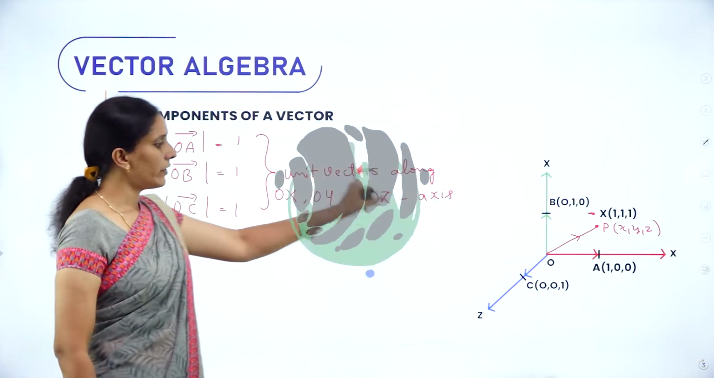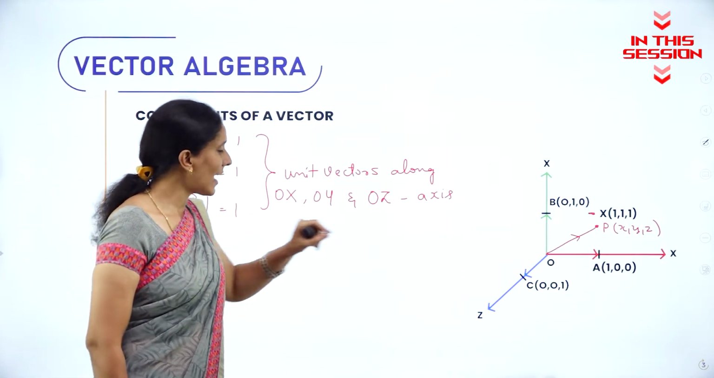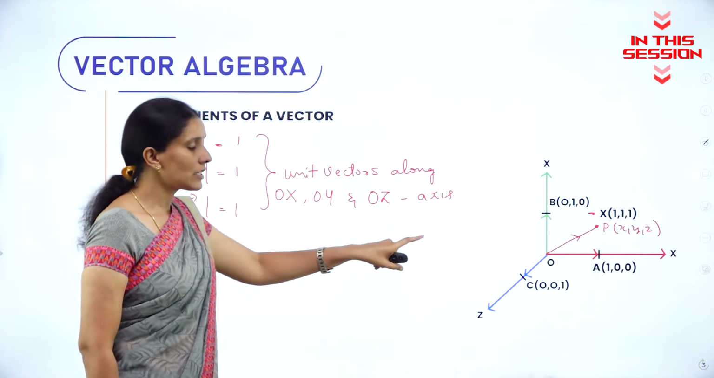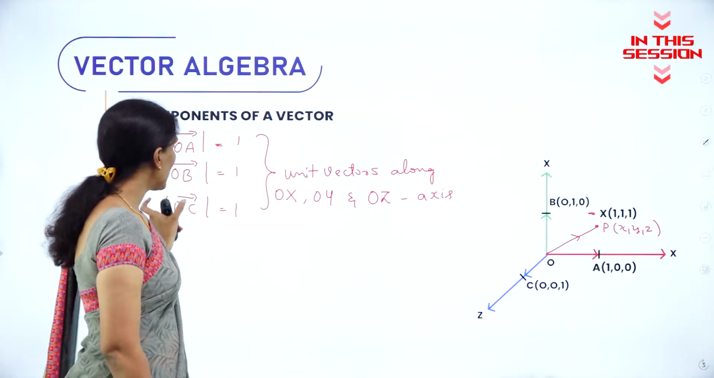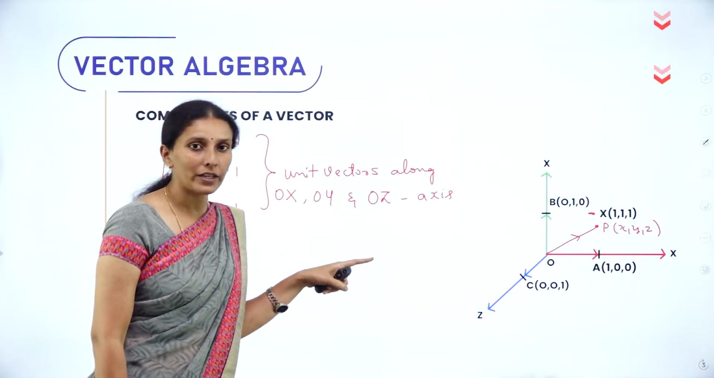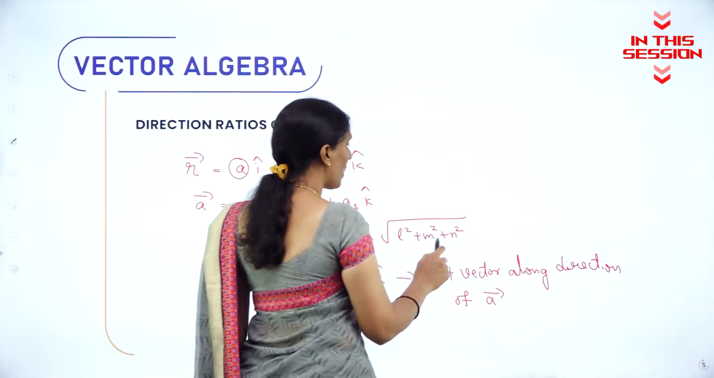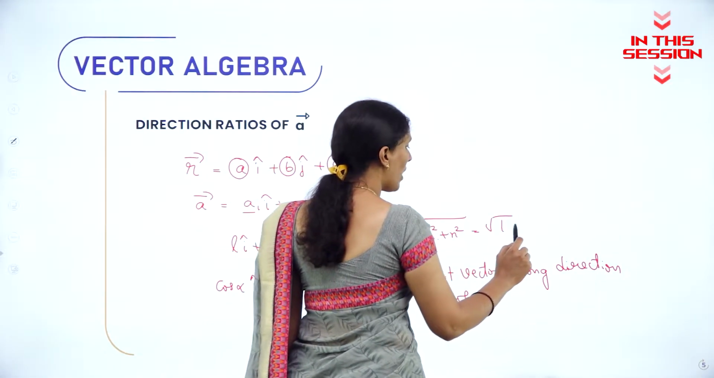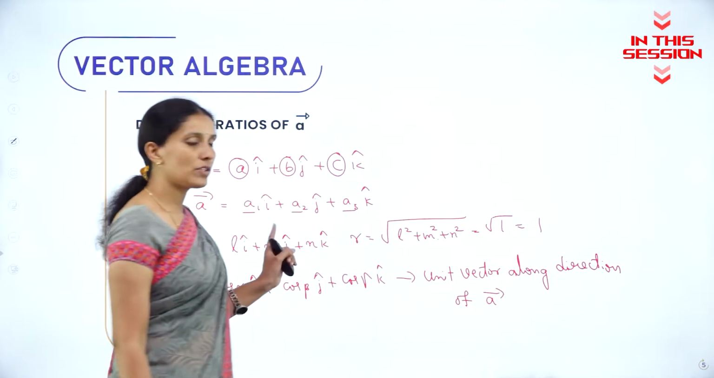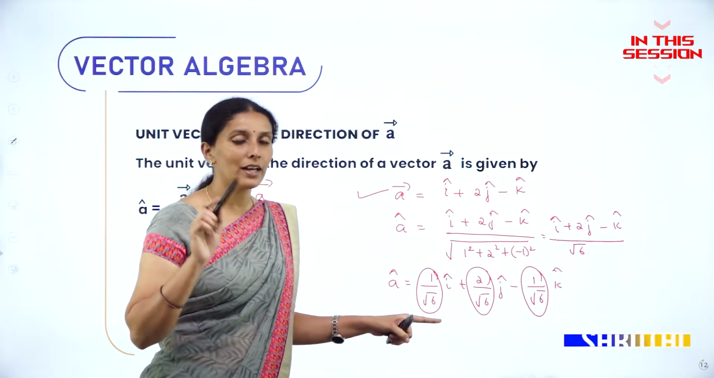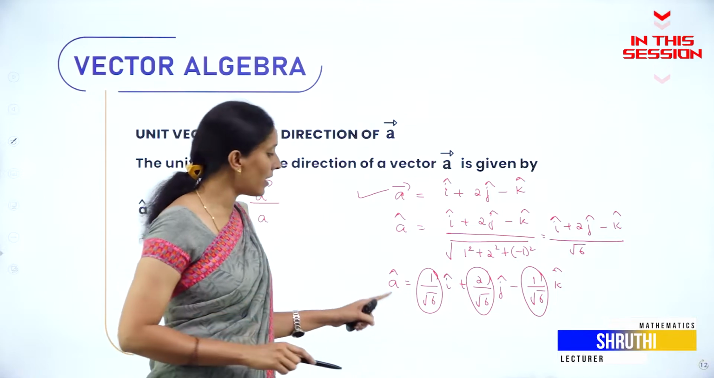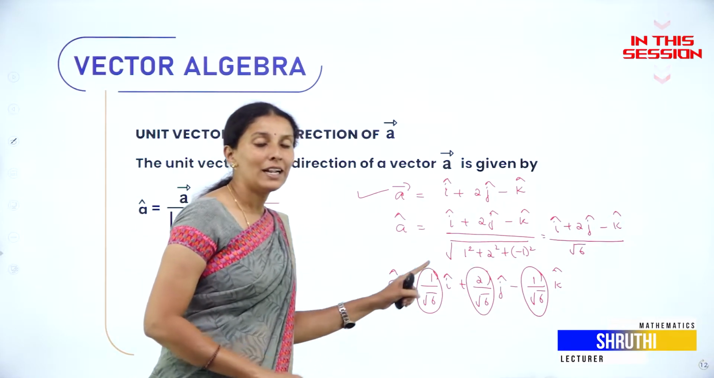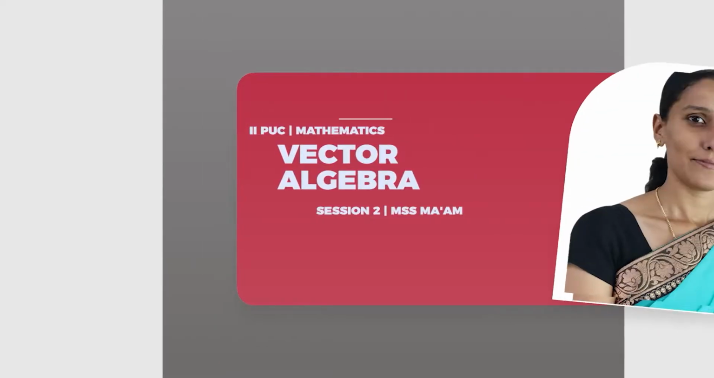Vector OA represents the unit vector along x-axis, vector OB represents the unit vector along y-axis, and vector OP represents the unit vector along z-axis. L square plus m square plus n square is 1. So therefore the magnitude of this vector is 1. So the unit vector in the direction of the vector is nothing but the component form of the direction cosines.